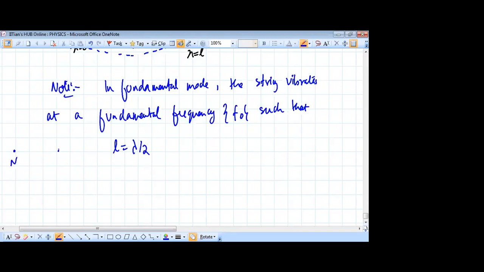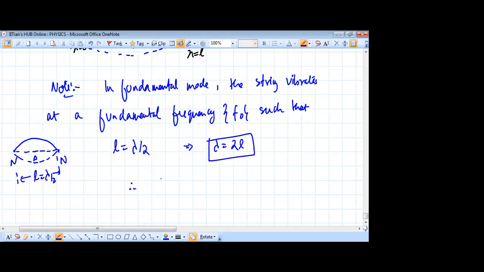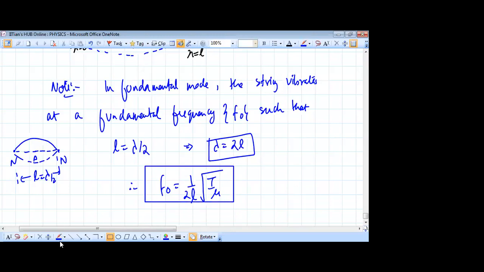This is a node. This is the next consecutive antinode. So this length L is becoming the distance between two consecutive nodes. So the wavelength of oscillation has to be equal to 2L. Therefore, the frequency of oscillation has to be equal to 1 by 2L square root T by mu, where T is the tension and mu is the linear mass density. So this becomes the formula for the fundamental frequency of oscillation.